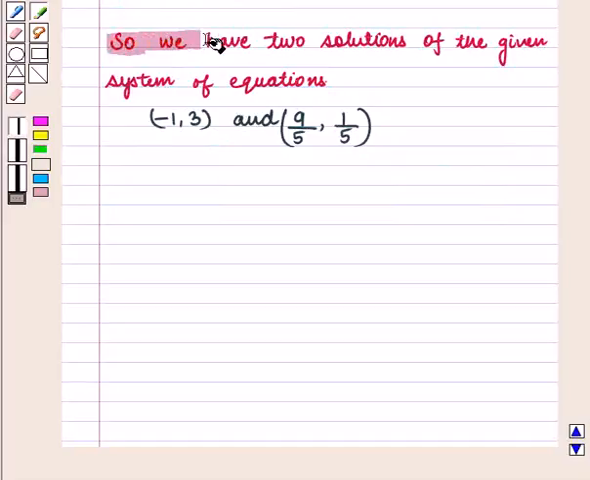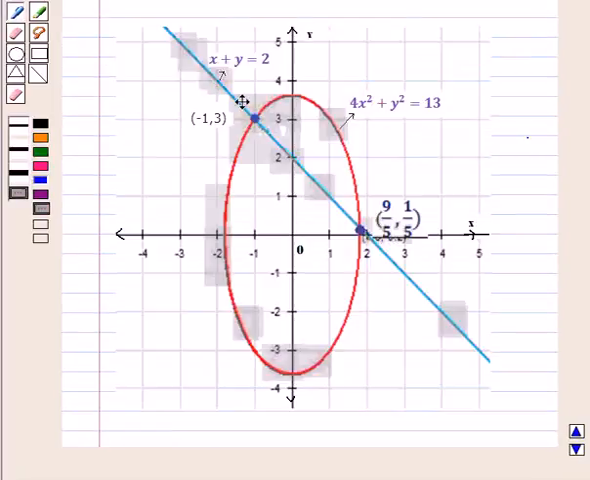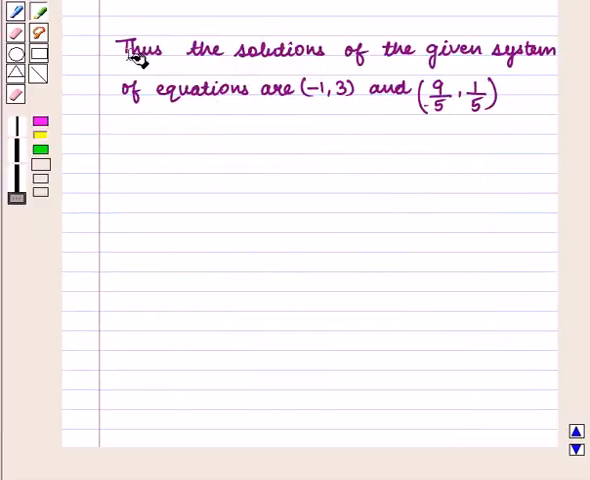So, we have two solutions of the given system of equations given by the ordered pairs minus 1, 3 and 9 upon 5, 1 upon 5. We find that this blue line intersects the curve, that is the ellipse, at these two points with the coordinates minus 1, 3 and 9 by 5, 1 by 5. Thus we say that the solutions of the given system of equations are given by the ordered pairs minus 1, 3 and 9 by 5, 1 by 5.